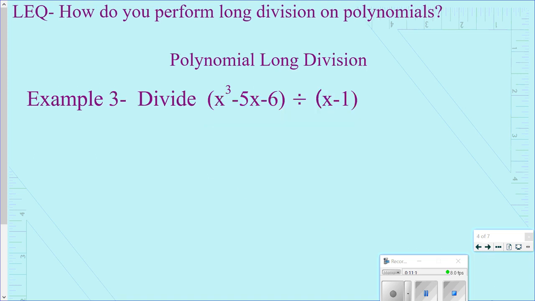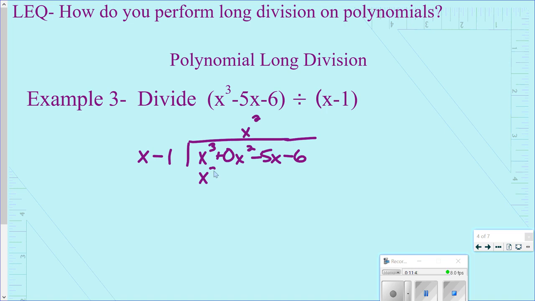next, this one. So once again, I see that in the dividend, we're missing an x squared term, so we're going to remember to fill in a 0 there. So we have x cubed plus 0x squared minus 5x minus 6, and the divisor, we're dividing that by x minus 1. So here we go, x into x cubed goes in x squared times. So I put it over the x squared times x is x cubed. X squared times negative 1 is negative 1x squared. I'm subtracting, so I'm going to change these signs and add 1x squared plus 0x squared is 1x squared.